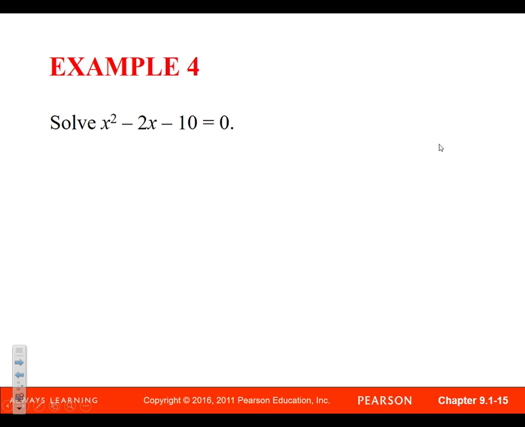So here we're going to complete the square and we're going to solve this bad boy, okay? I'm going to start by kicking the 10 over to the other side. That gives me x squared minus 2x is equal to 10. You could probably pick it up from what I'm doing. But if you have trouble with it, then you're going to have to come after school, okay?